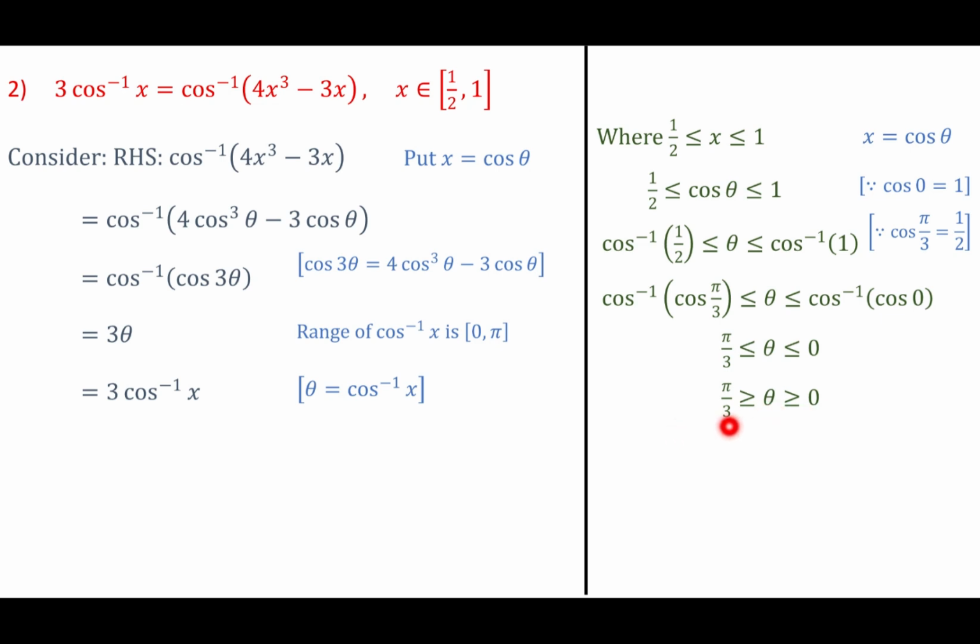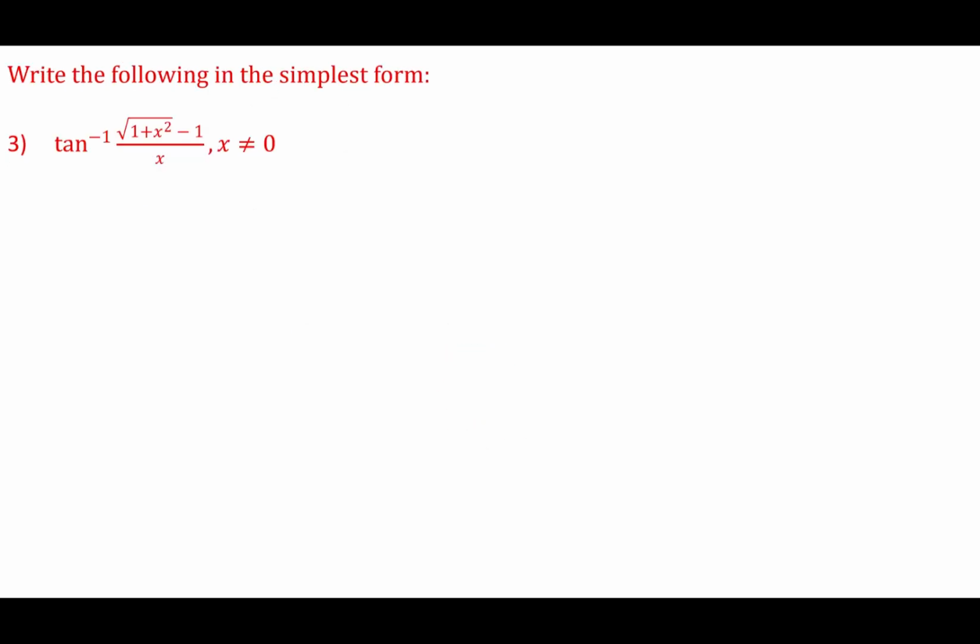Now multiply 3 throughout the inequality. Why? Because we need to know this 3 theta lies between which angles. So if I multiply 3 throughout this inequality, it will be like this. So that this 3 and this 3 get cancelled, and 3 times 0 is 0. So here I get only pi, is greater than or equal to 3 theta, which is greater than or equal to 0. So this 3 theta lies in between 0 and pi, which is proved.